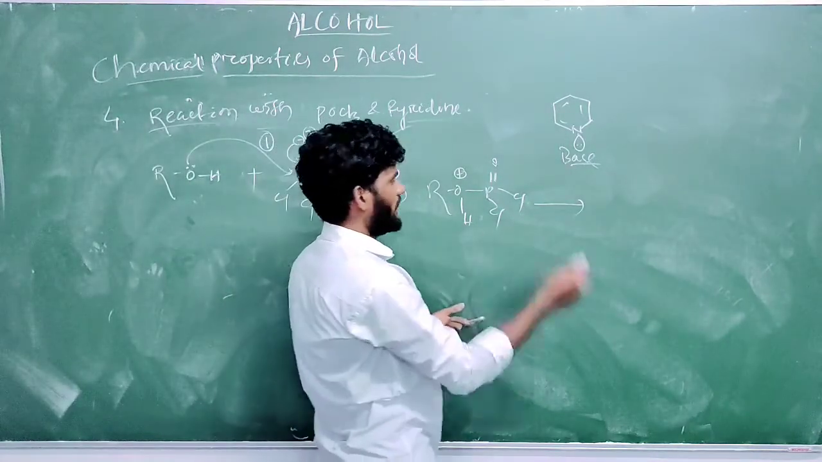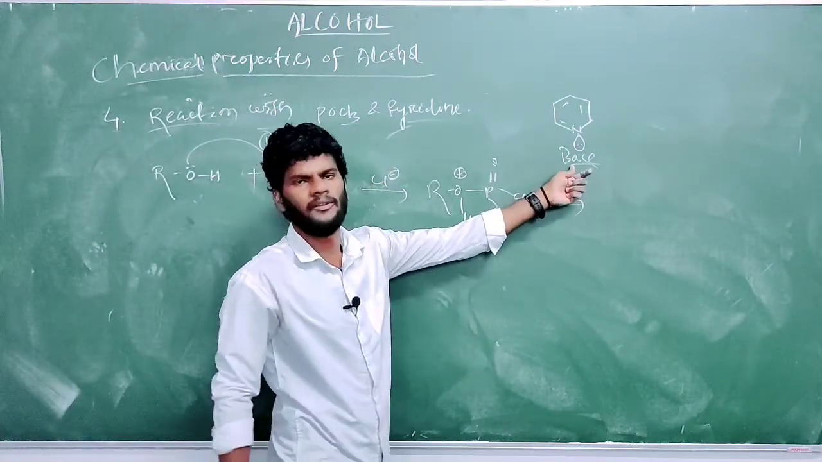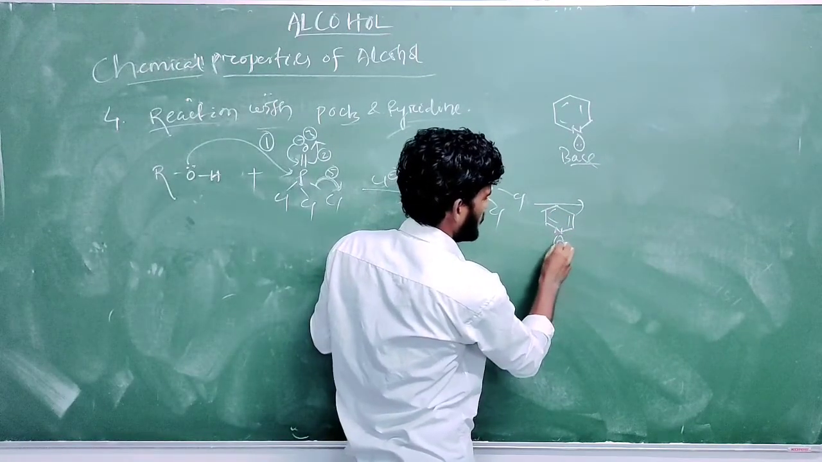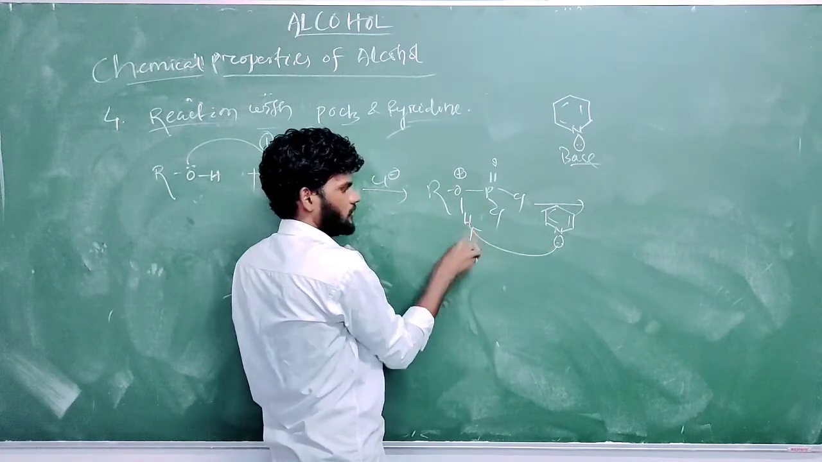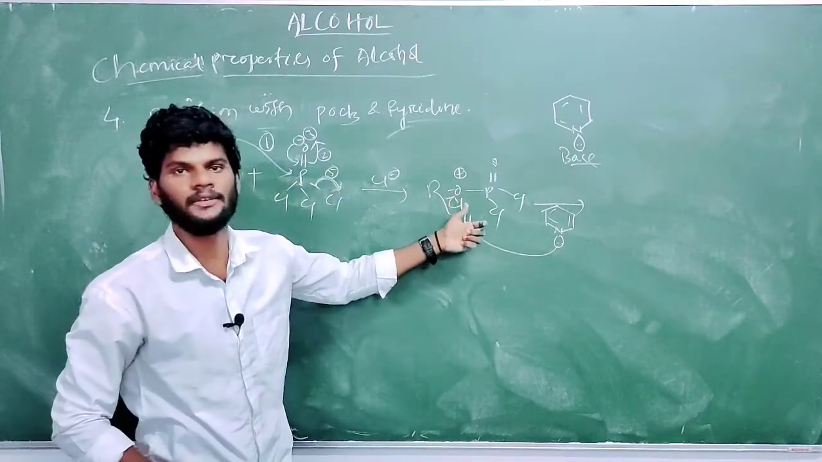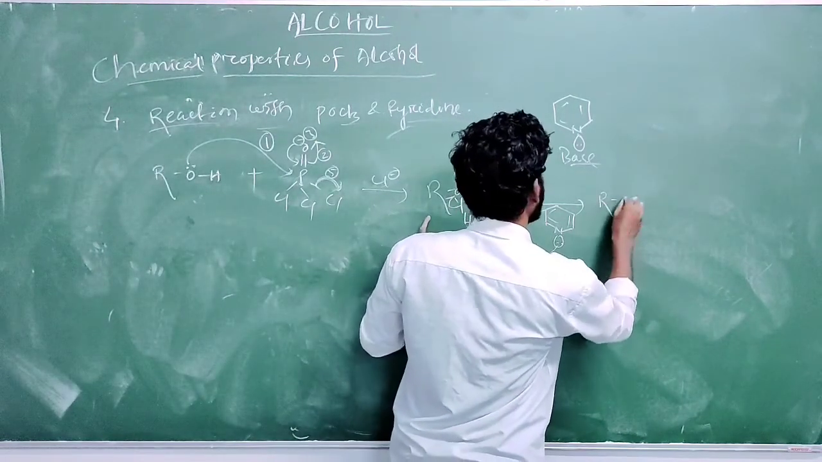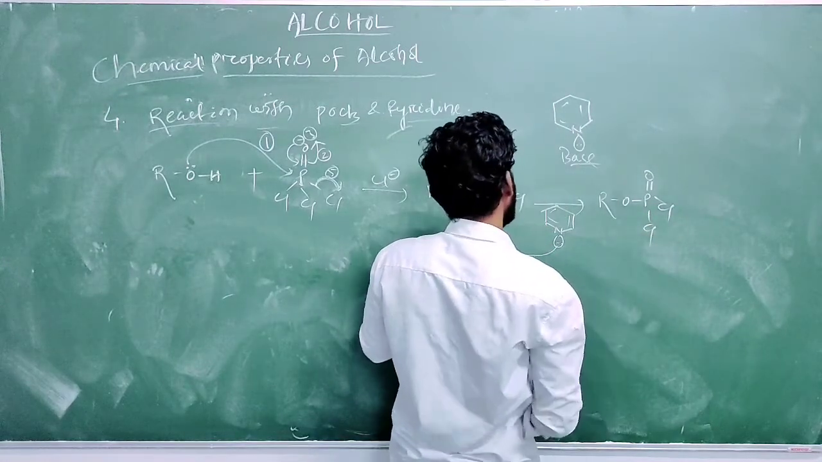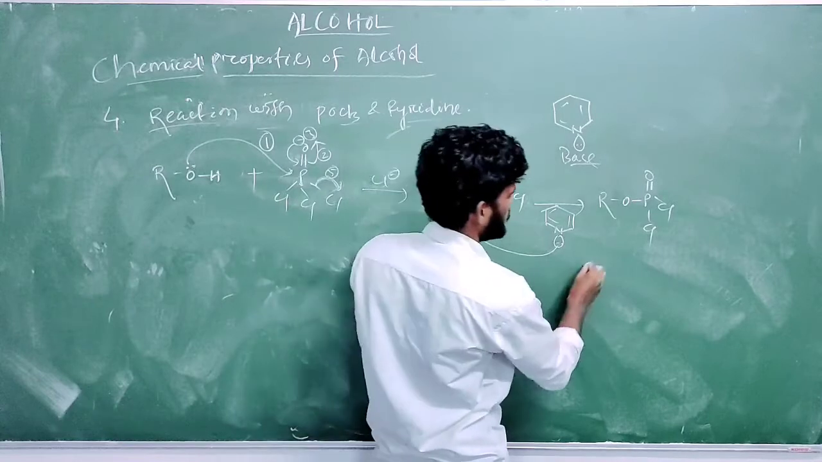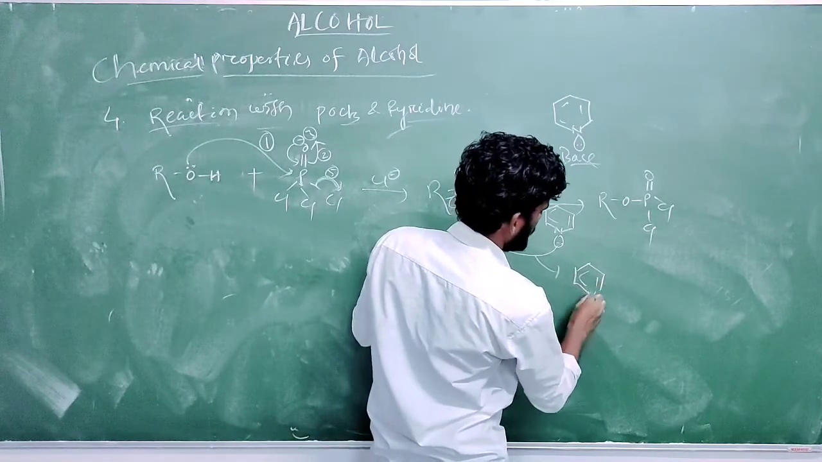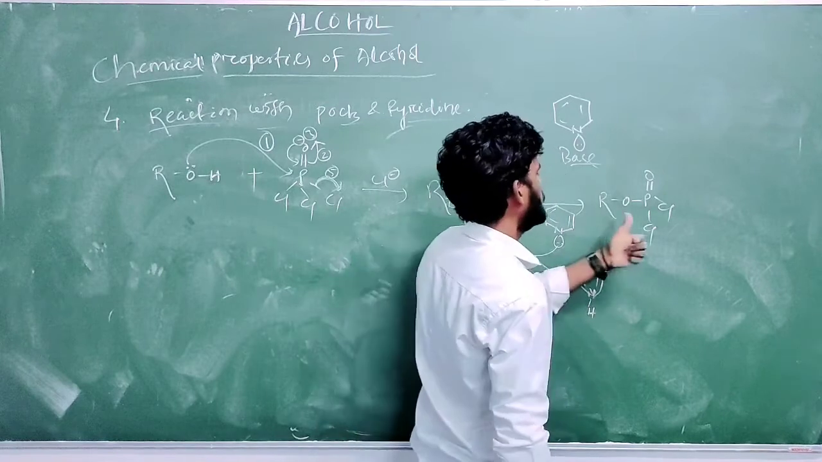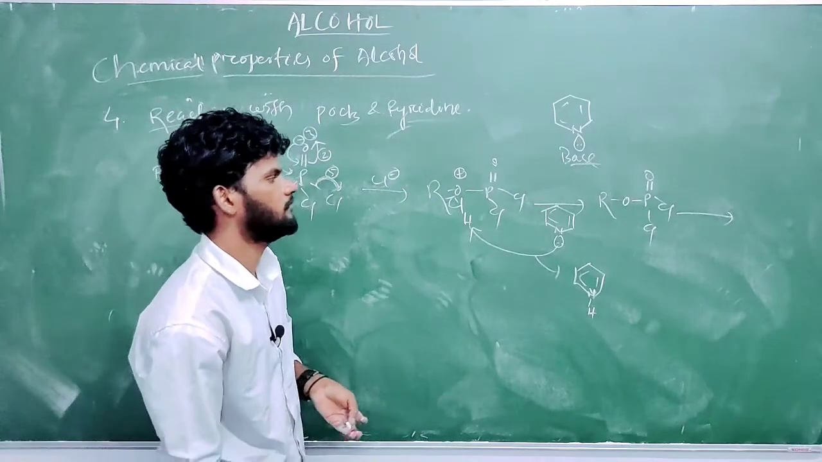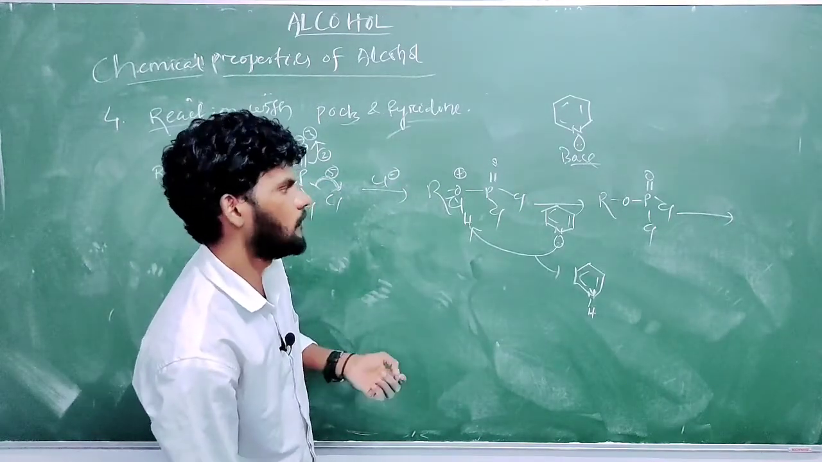So what will happen in the next step? There is presence of one base. What will the base's role be? It will abstract hydrogen. The lone pair of nitrogen abstracts this hydrogen, and this bond moves over to the electron deficient oxygen atom. What will it form? R O P O Cl Cl. So nitrogen takes this hydrogen, forming NH. Okay, what will happen in the next step?